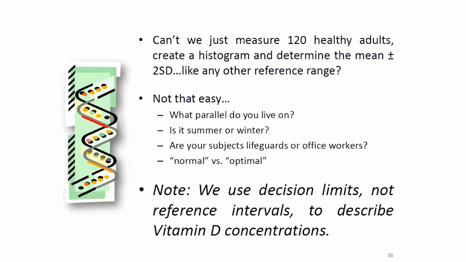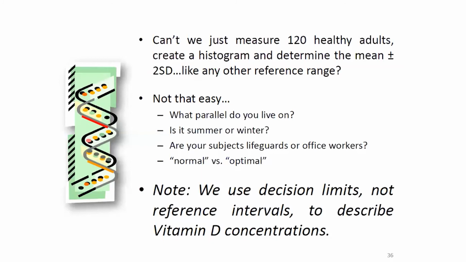Then we can get a doubt: can we just measure some 100 to 150 healthy individuals, create a histogram, and from there derive a mean plus or minus 2 standard deviation to take the reference range? Can it be feasible? I think it is not that easy, because it depends on our lifestyle, season, whether it is summer or winter, or whether the subject is an office worker. There is a difference between lifeguards and office workers, and there is normal to optimal.